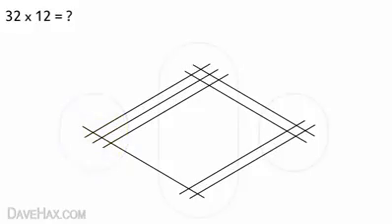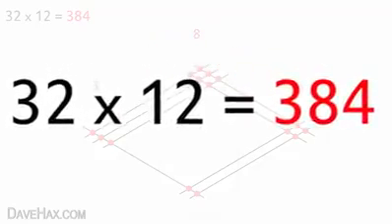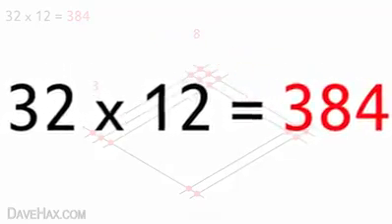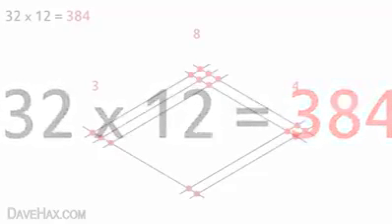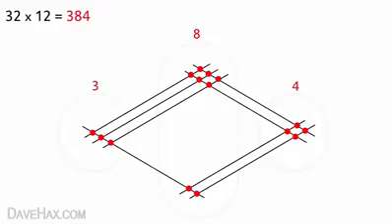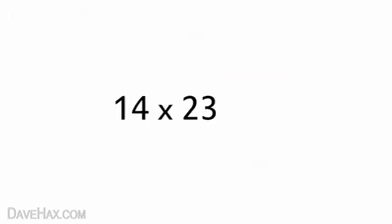Then we mark out our 3 zones again. And starting from the right, start counting the dots. 1, 2, 3, 4. 1, 2, 3, 4, 5, 6, 7, 8. Write that here. And finally, 1, 2, 3. 3, 8, 4. 384. There we have our answer. Simples. But it does get a little more complicated if we add more lines. I'll show you. Let's multiply 14 by 23.